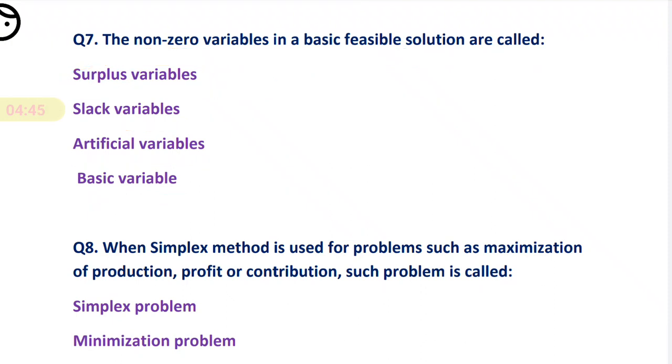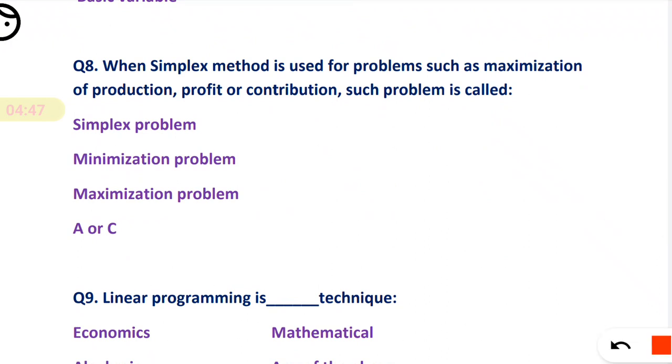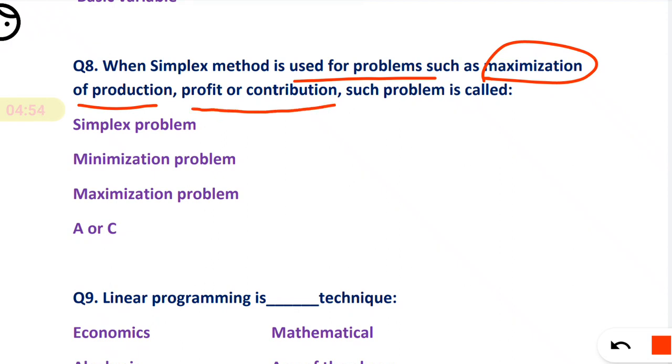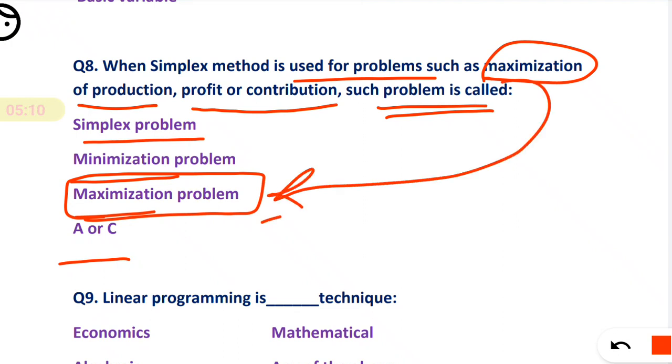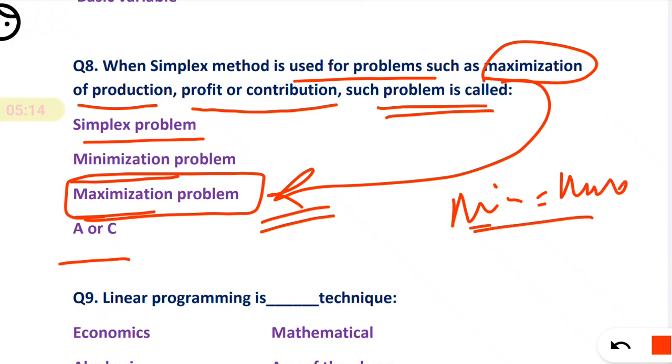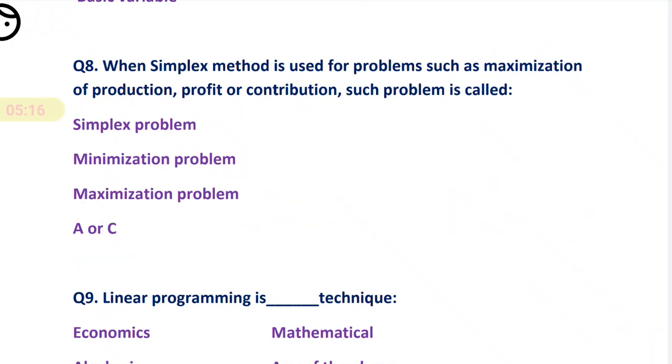Question number 8. When the simplex method is used for problems such as maximization of production, which may be a profit or a contribution, such a problem is called: simplex, minimization, maximization, A or C. So friends, here it is called the maximization problem. When you are maximizing, it will be a maximization problem. When you are minimizing, it will be a minimization problem. Okay, simple.